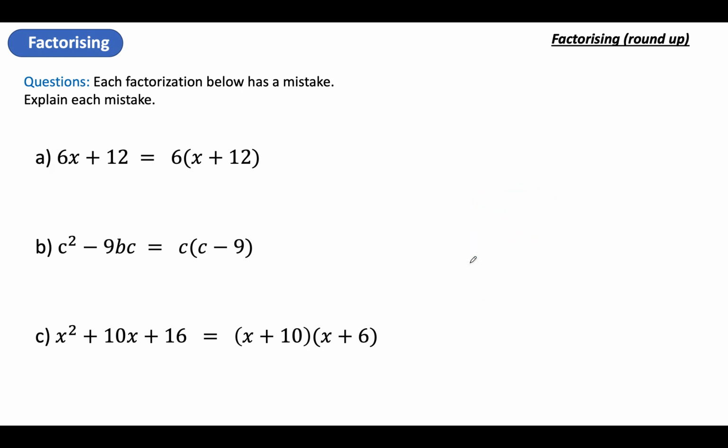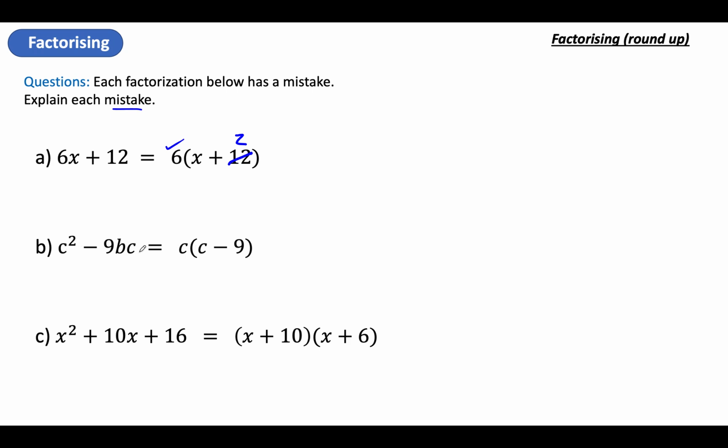We have unpaused. Each factorisation below has a mistake. Explain each mistake. Okay, what's gone on here? Well, they've decided that 6 divides both of these, so they've taken it out as a factor. Good stuff, that's right. The x is right, because 6 times x makes 6x. They haven't divided the 12. So when you take the 6 outside, you've got to divide both of the numbers by that. So this should be a 2. So when you expand it, 6 times 12 would make 72, not right.